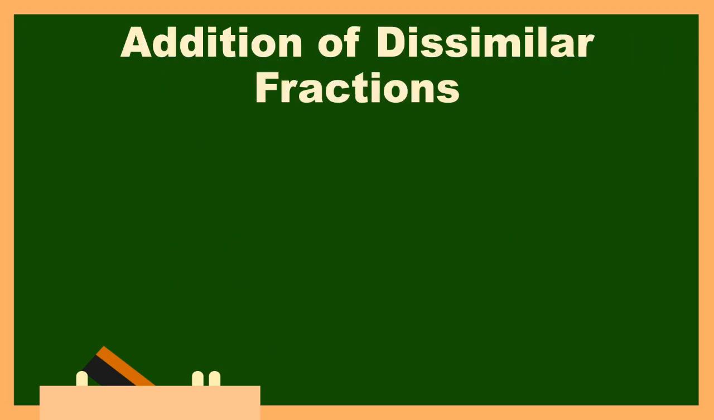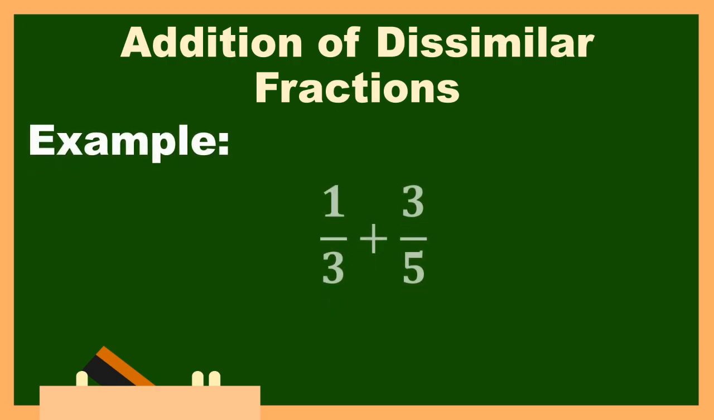Example, 1/3 plus 3/5. So, as you can see po, magkaiba ang kanilang denominators, kaya sila tinatawag na dissimilar fractions. So, para ma-convert natin siya into similar fractions, let us find the LCD of 3 and 5.